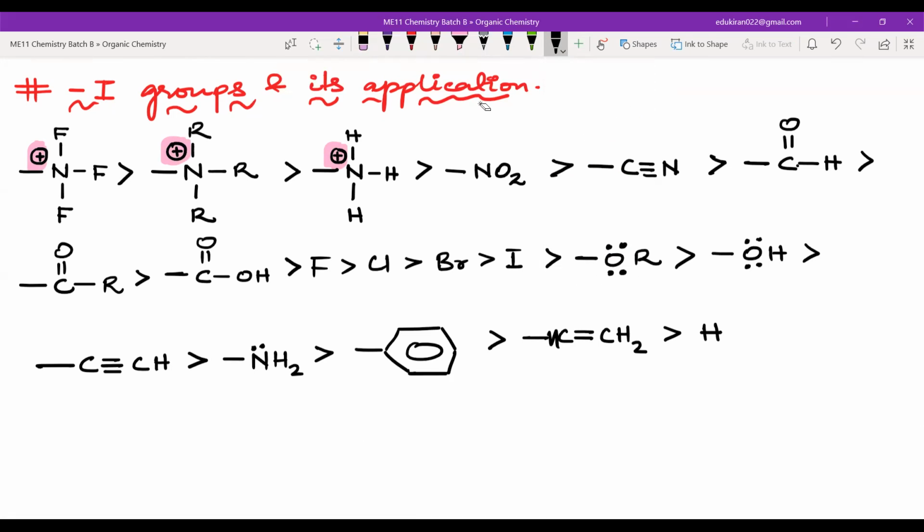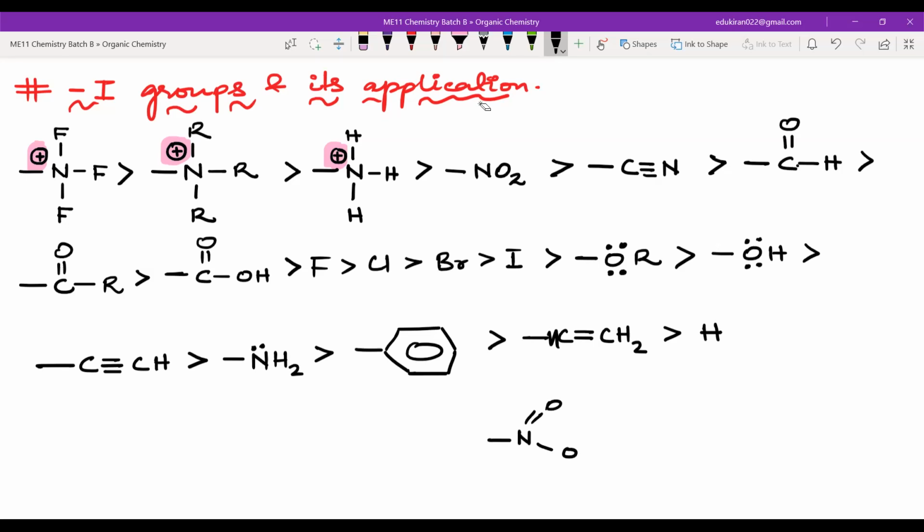Followed by, let us see NO2. So in NO2, you can see a combination of nitrogen and oxygen, two of the most electronegative elements in the complete periodic table. So if you have a group which has more electronegative elements, then it has more minus I effect.